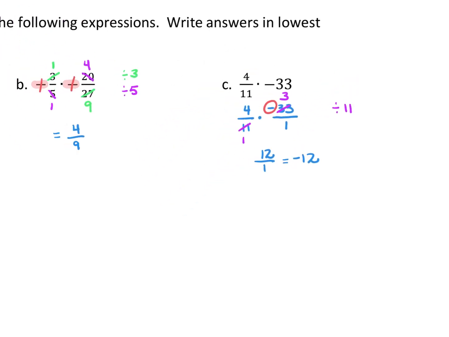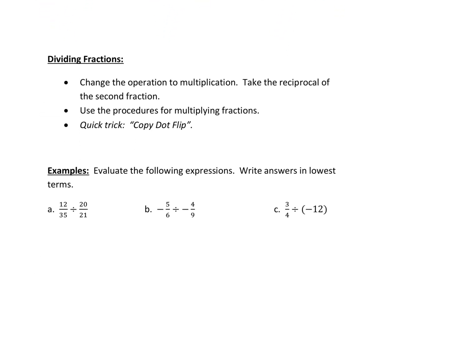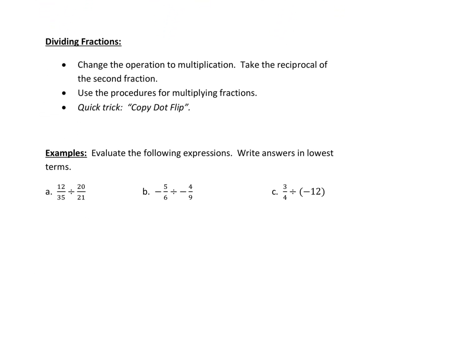All right, let's go on to dividing fractions. This is the next easiest operation. To divide fractions, we actually want to change the operation to multiplication, and we want to take the reciprocal of the second fraction. If you don't remember, reciprocal just means flip it. From there, it is now a multiplication problem, and so we use the rules for multiplying fractions. We want to cancel common factors, and we want to multiply straight across.